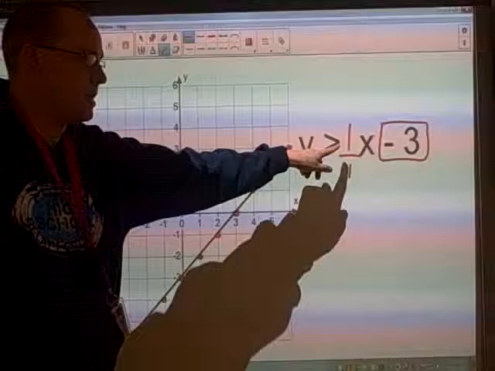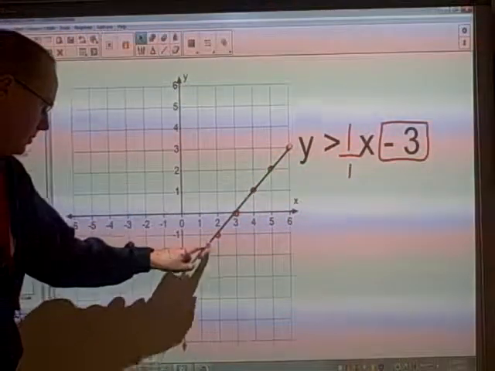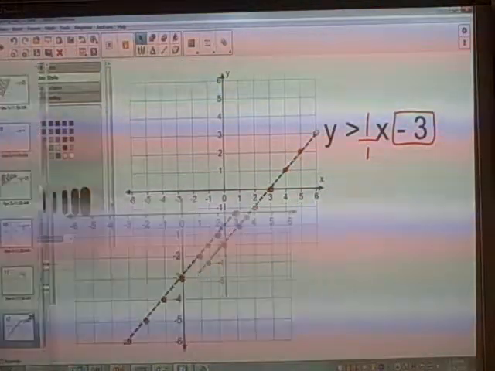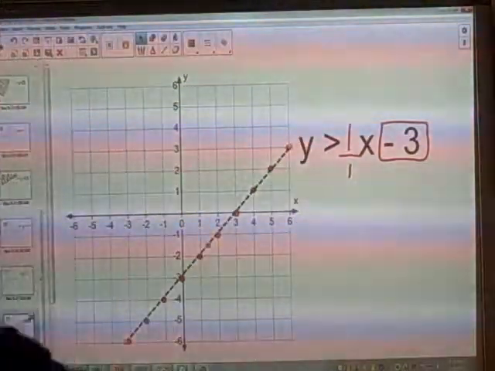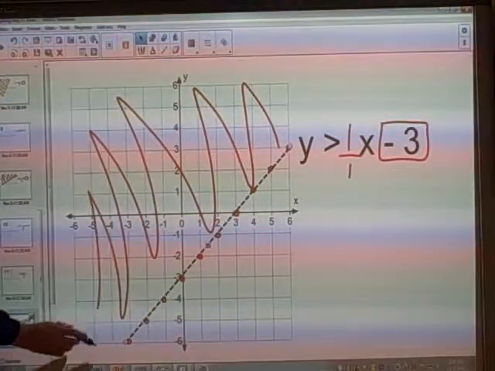And for this one, no equal sign. So that tells me that I'm going to need to do a broken line for this one, or a dotted line. There we go. And it says greater than, and this is a positive number of y's, which once again means we're going to shade above the line. So we're looking at this part here.